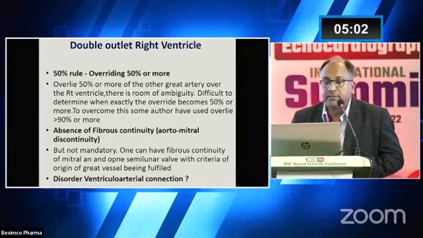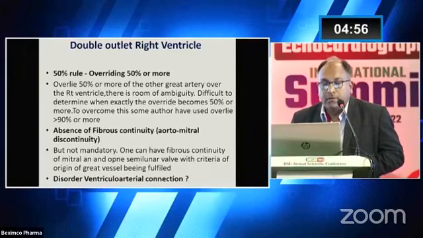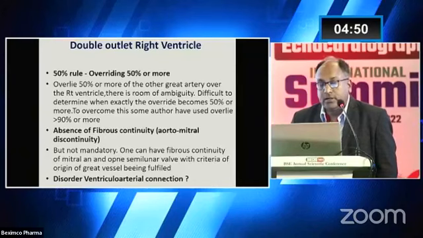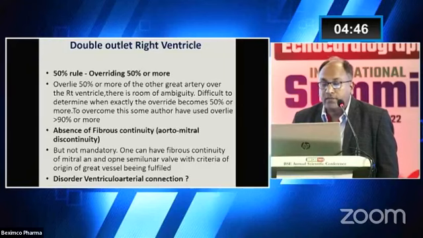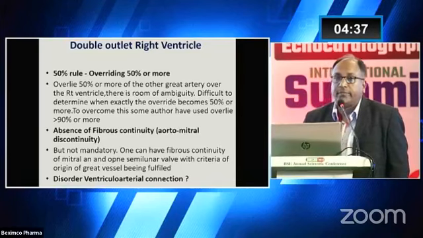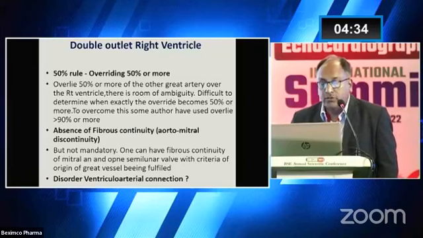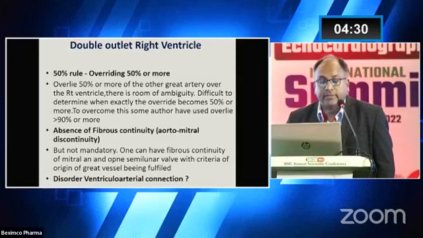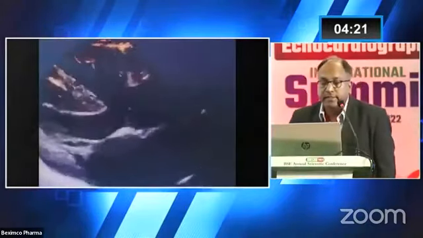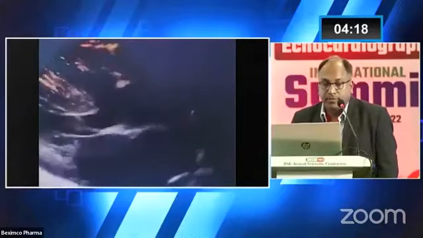And the second school of thought is absence of fibrous continuity, the aortomitral discontinuity. But it's not mandatory, because one can have fibrous continuity of mitral and anterior valve, with the criteria of origin of great vessels being fulfilled. That is the great vessels theory, that there is more than 50% overriding, but there is some fibrous continuity. So that's another dilemma. So some schools of thought have given the idea that rather DORV is a disorder of ventricular arterial connection. So this is a plain echo where you have seen this overriding of the aorta at about 50%.